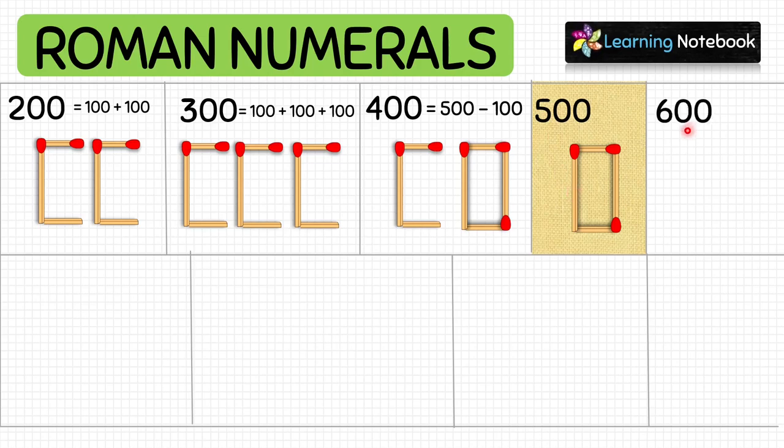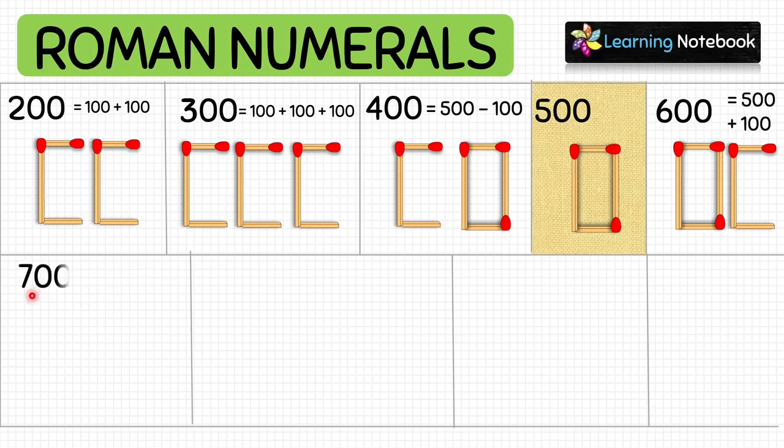Next, 600, which can be written as 500 plus 100. For 500, we will paste letter D, and for 100, we will paste letter C. So DC is the Roman numeral for 600.